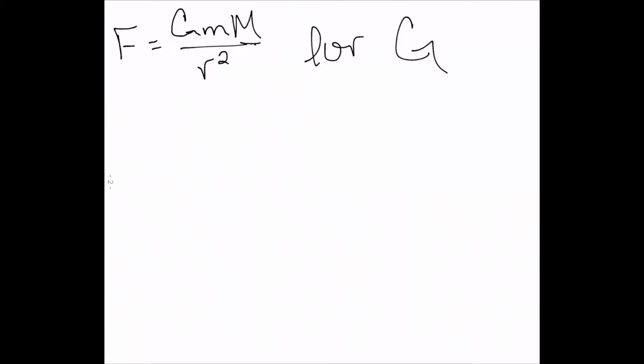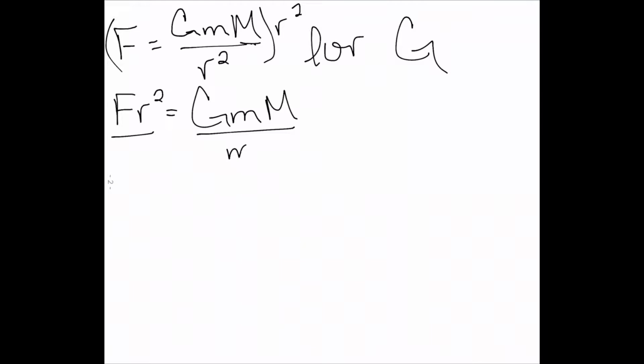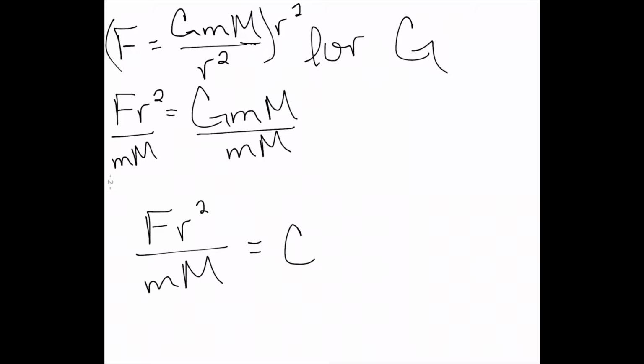The next one, F equals capital G, little m, capital M over r squared. This is actually Newton's law of gravitation, and we want to solve it for G. So we start by multiplying through by the denominator to get rid of the fraction. On the left, that gives me F r squared. On the right, G, little m, big M. I then want G by itself, so I'm going to divide both sides by little m and big M. That gives me F r squared over little m, big M is equal to G. So now I have my answer.